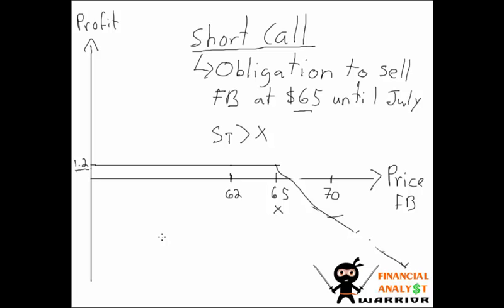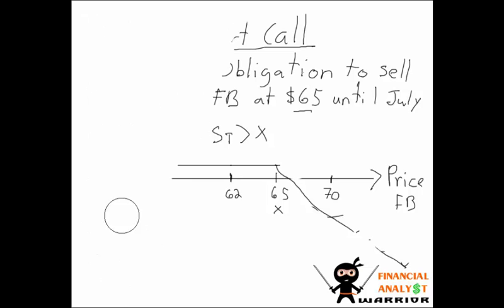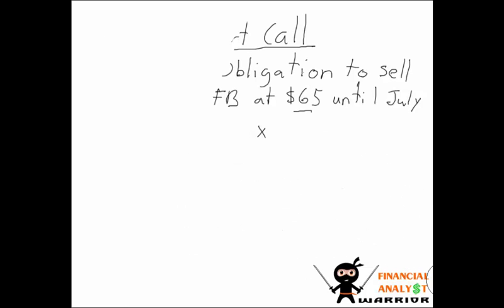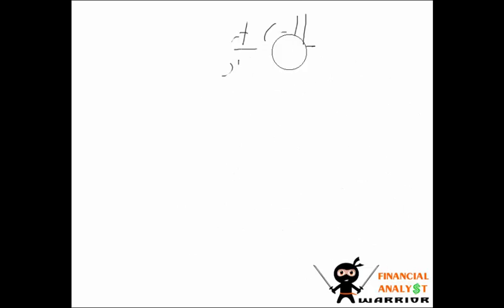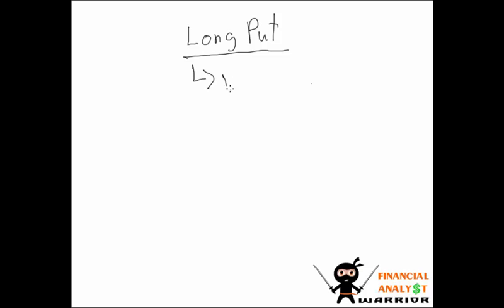So this covers the call. Now let's see what the put looks like. Obviously we're going to start with going long a put, and then we'll see the short put. So long a put, or buying a put, means, and remember, when you long something, when you buy something, you have the right to do something. In the case of the call, you have the right to buy. Well, here you have the right to sell. Right to sell Facebook, let's say. Let's use the same stock.